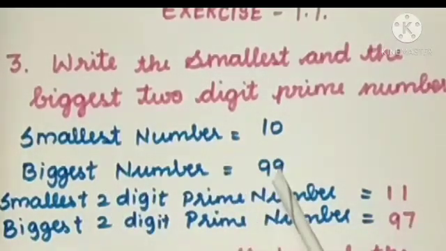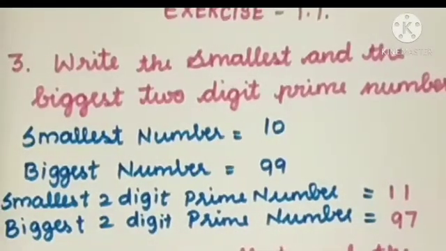So the smallest two-digit prime number is 11. The biggest two-digit number is 99. You have to find only prime numbers. 99 is a composite number. So the number before it is 98. 98 is also a composite number. Then the number before it is 97. 97 is a prime number. So the biggest two-digit prime number is 97.